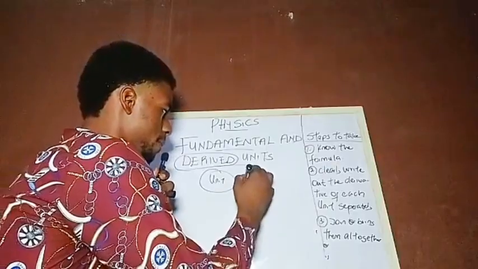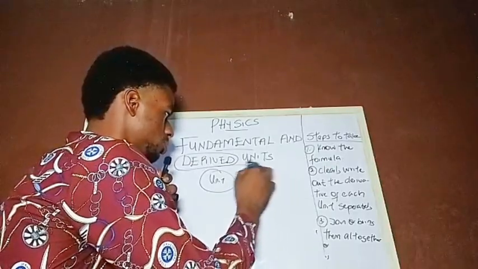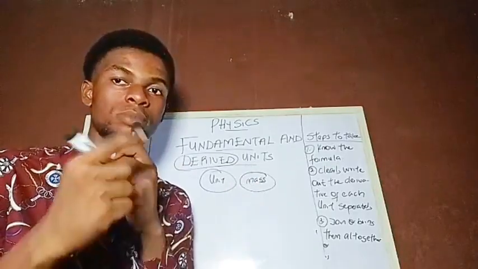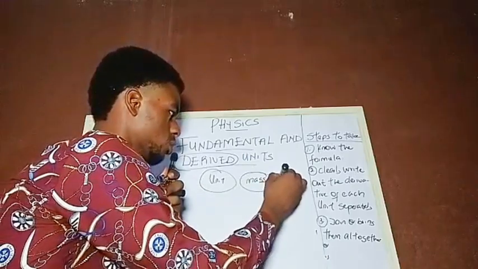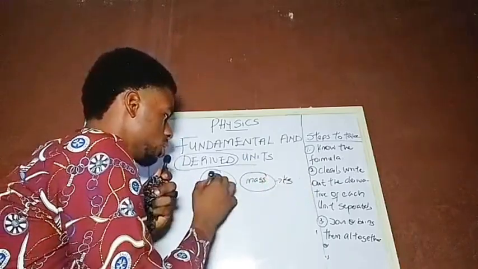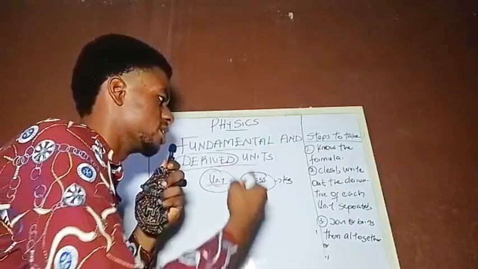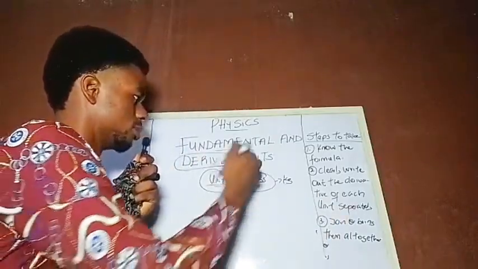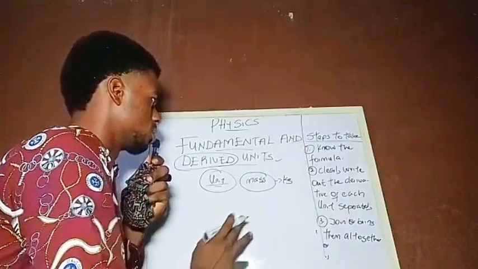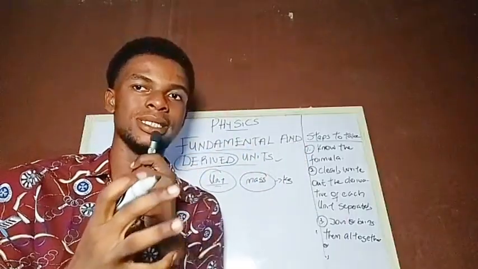Let's take mass for an example. The unit used to measure mass is the kilogram, right? So a unit is referred to as what? A standard that is used to measure a substance. That is the aspect of a unit.